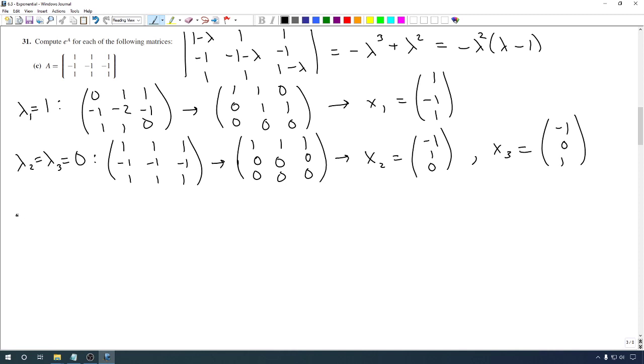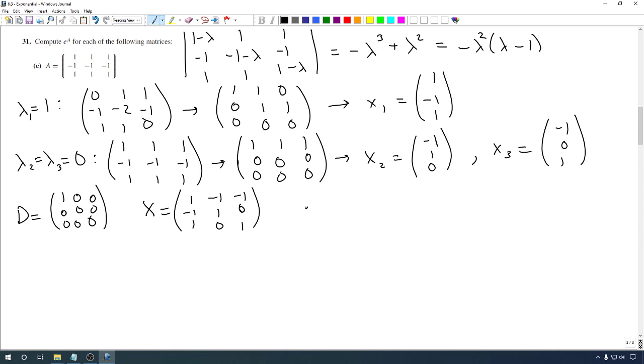So here, my D, my diagonal matrix, is going to have diagonal elements of 1, 0, 0, with zeros everywhere else. My X is going to be made up of these three vectors over here. So 1, -1, 1, then -1, 1, 0, and -1, 0, 1.